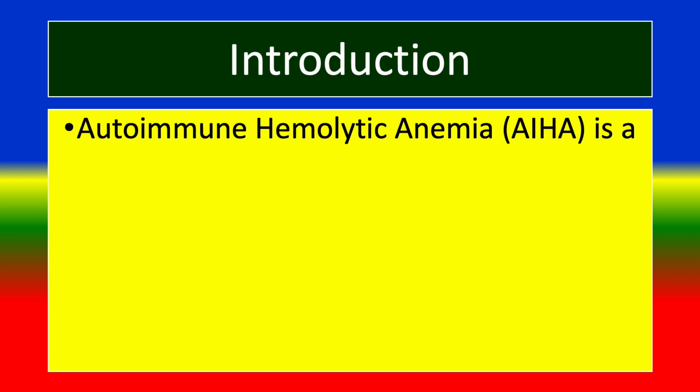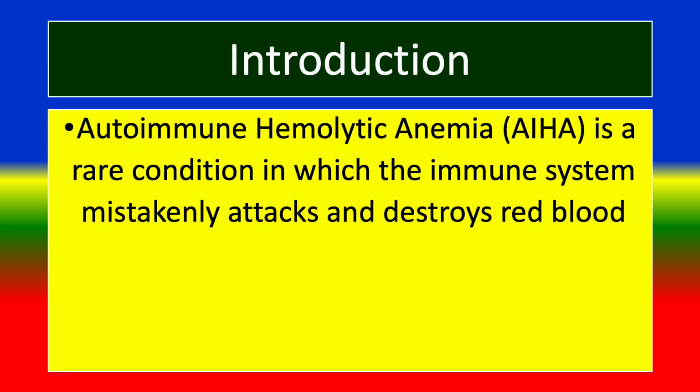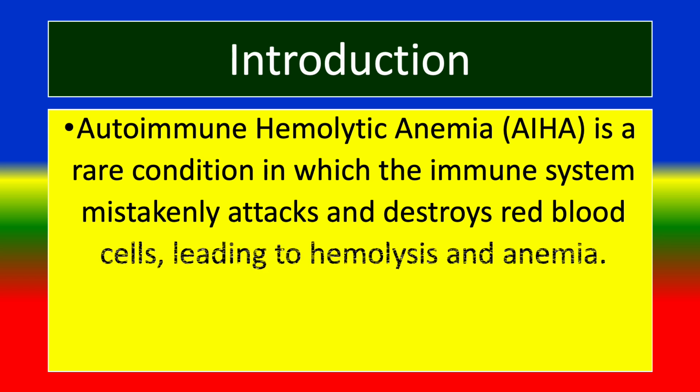Autoimmune hemolytic anemia, AIHA, is a rare condition in which the immune system mistakenly attacks and destroys red blood cells, leading to hemolysis and anemia.